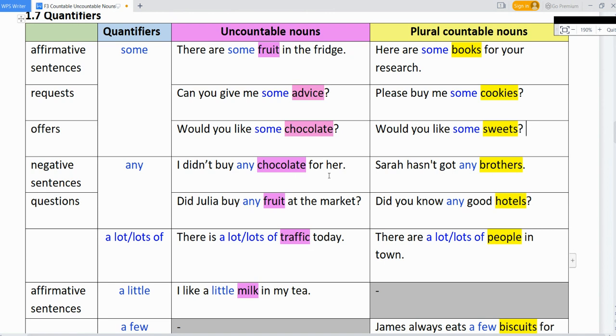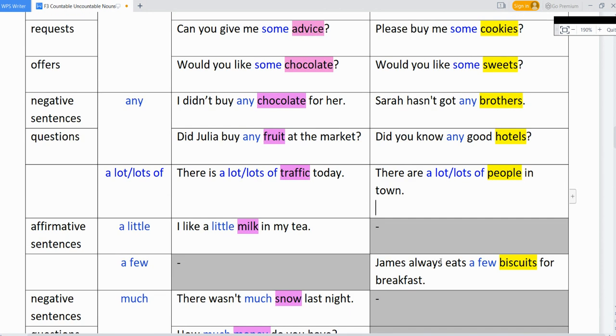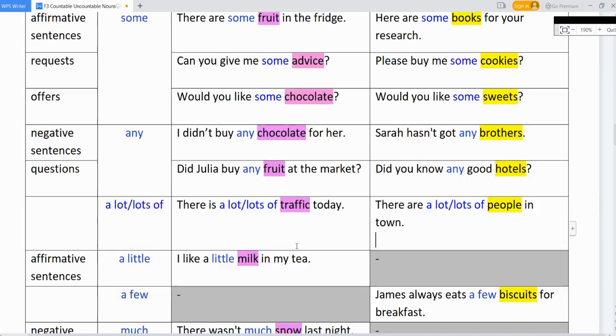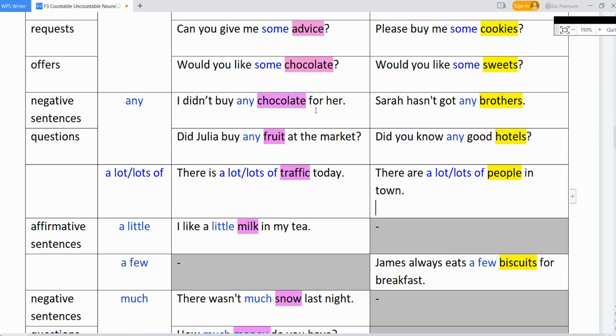Okay, next we look at the word a lot or lots of. Okay, these words can be used with uncountable nouns and plural countable nouns. For example, there is a lot of traffic today, or you can say there is lots of traffic today, or you can say there are a lot of people in town. There are lots of people in town. Okay, next we look at the word a little. A little can only be used with uncountable nouns. Okay, I have shown this in this column. Okay, so it can only be used with uncountable noun. For example, I like a little milk in my tea, in affirmative sentence.